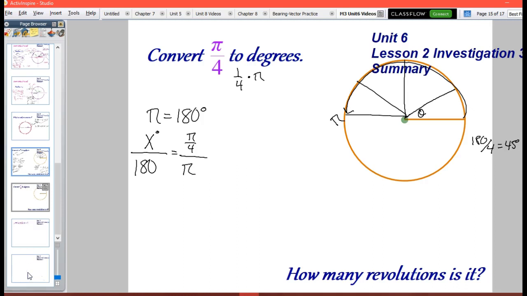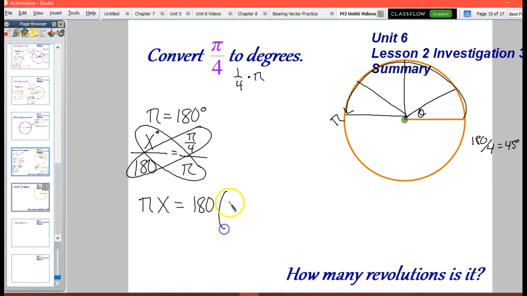Okay, so this looks a little weird, but if I took pi times x, I'd have pi times x, and x is what I'm solving for, equals 180 times pi over 4. Notice how I wrote that fraction like this. This is like 180 over 1, so we can reduce that. We never want to decimalize, so let's work with this here. I've got pi times x equals, let's multiply, 180 times pi is 180 pi, and 1 times 4 is 4.